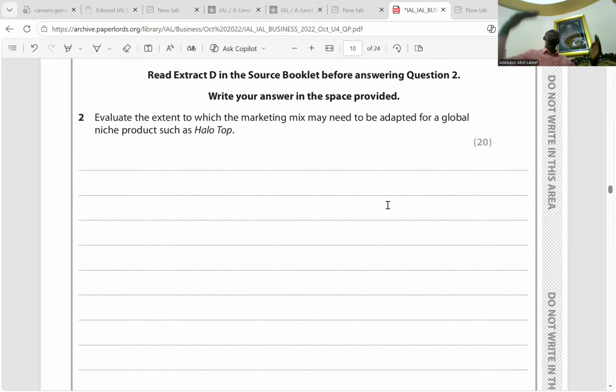For a niche, now we start with the product. For a niche product to be successful, it has to appeal to the unsatisfied consumers. And according to Extract D, Allotop has targeted the growing numbers of health-conscious consumers who don't want to buy products that will be detrimental to their health. They are not satisfied. So Allotop is targeting those customers as a way to differentiate its product.